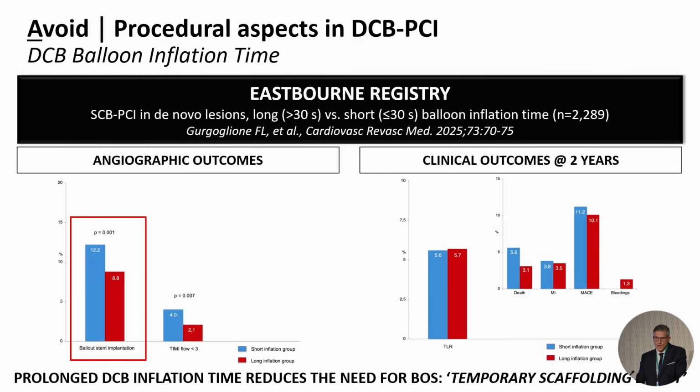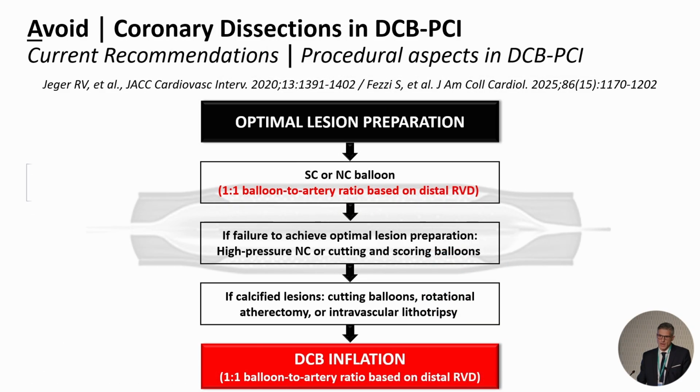One point that deserves some attention is the duration of the DCB inflation time, and this is something that comes from the POBA area, and we know that prolonged inflations are meant to seal the dissection occurring after POBA. Here we have nice data from the Eastbourne registry looking at long inflations, more than 30 seconds, compared to shorter balloon inflation times, showing that prolonged DCB inflation time aims at reducing the rate of bailout stent implantation while achieving a better TIMI flow at the end of the procedure, despite the fact that this does not translate into improved clinical outcomes.